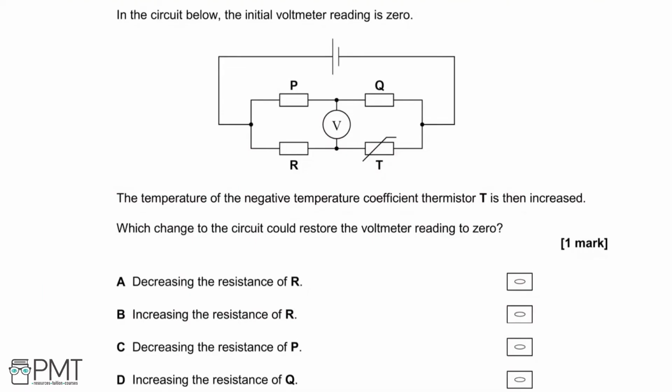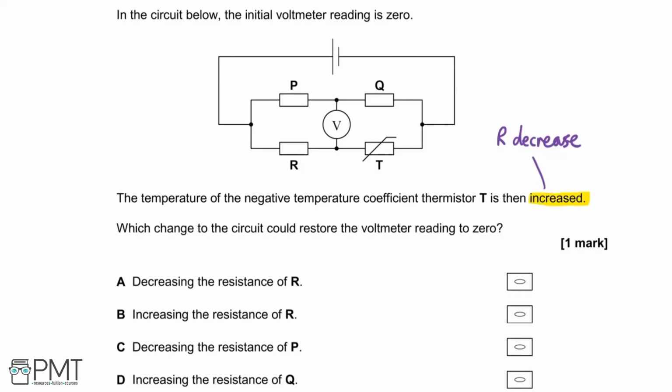In the circuit below, the initial voltmeter reading is 0. And we've got a diagram there with 4 resistances P, Q, R, and T. The temperature of the negative temperature coefficient thermistor is then increased. Which change to the circuit could restore the voltmeter reading to 0? And we've got a set of changes there to R, P, and Q as the options. And the first thing to say for the negative temperature coefficient thermistor is that when you increase the temperature, you actually decrease the resistance. So that will come in useful shortly.